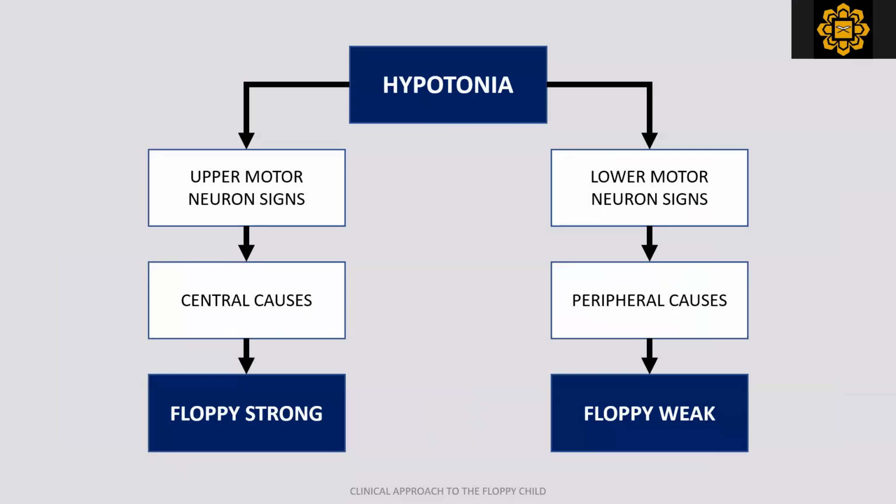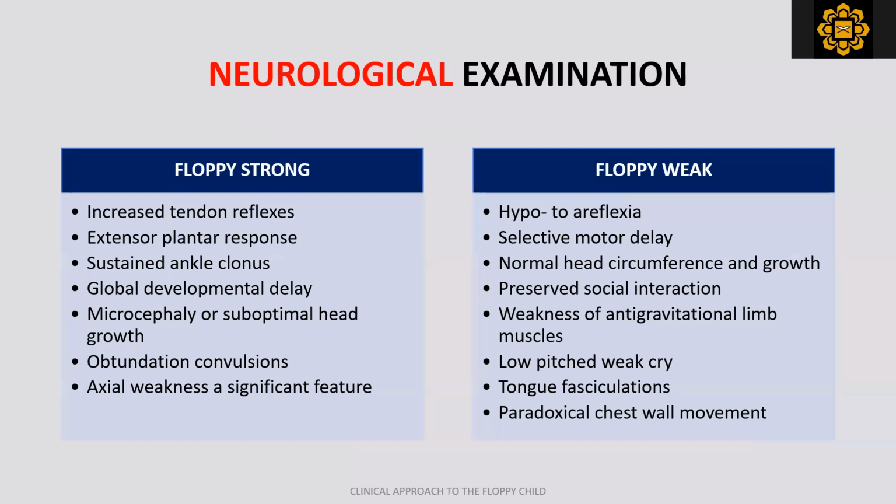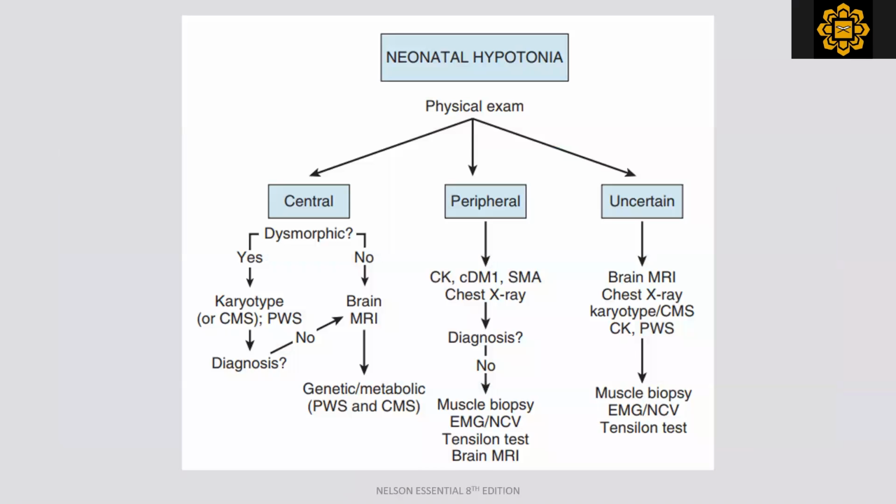Okay. So now we have talked about the examination. Lastly, we talk about the investigation, how we actually approach. So when the child is presented with neonatal hypotonia, we do the physical examination, and then we determine whether it is central or peripheral. So if it is central, then think about whether the patient has any dysmorphic features. If the patient does have dysmorphic features, then we think about chromosomal disorders or inherited disorder. Chromosomal disorder, genetic disorder, I would say.